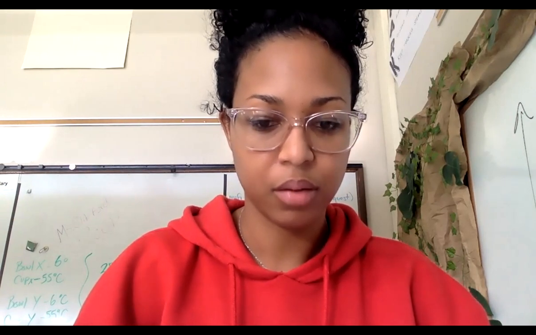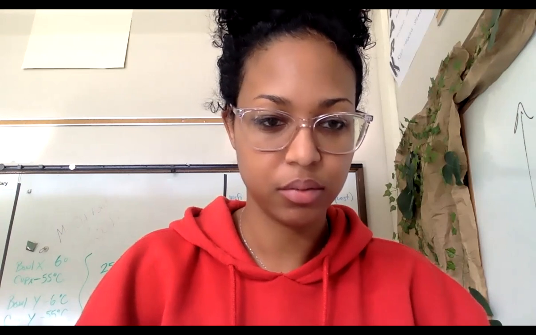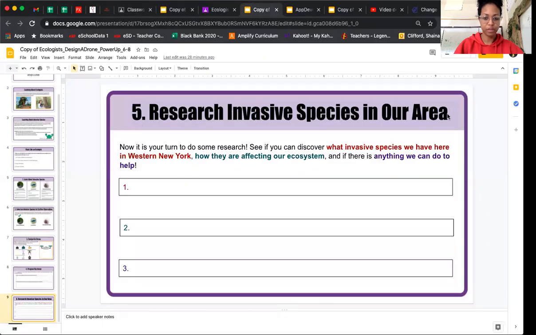Okay. Just so you guys can see where it is. This is slide 5 or part 5, research invasive species in your area. We want to focus on Western New York, not just Amherst or anything like that. And then again, you're talking about, so what invasive species or various species did you find? Are they animals, plants, what? How are they affecting the ecosystem for number 2? And in purple, anything that we can do to help goes in number 3.